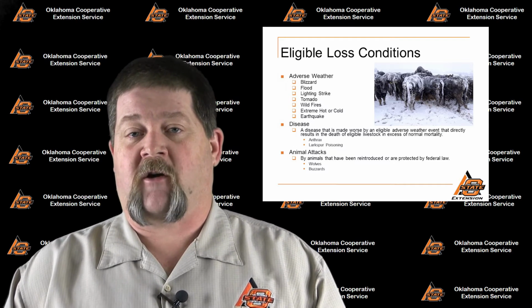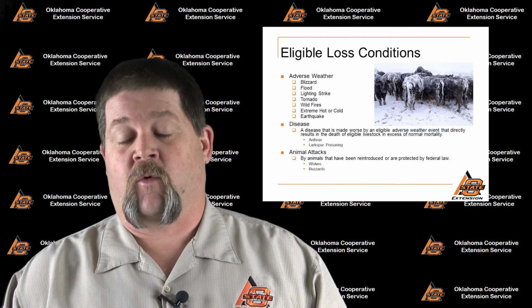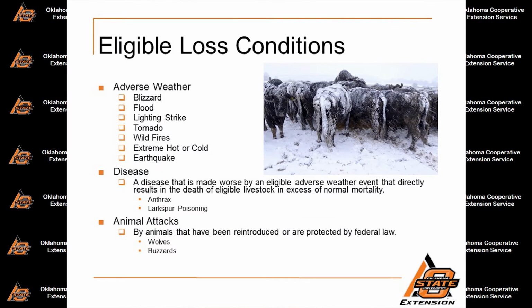Well, first we have to talk about the eligible loss conditions. What has to happen before a producer can be eligible? There are basically three conditions that are used to meet this criteria. The first one is adverse weather. Any adverse weather, including blizzards, floods, lightning strikes, tornadoes, wildfires, extreme heat, extreme cold, or earthquake, are all eligible adverse weather effects. One of the other factors is disease.